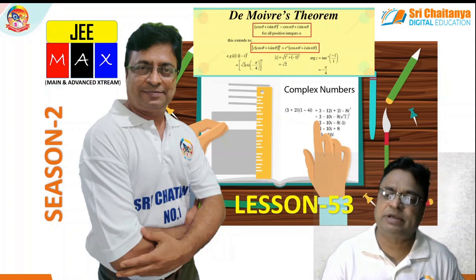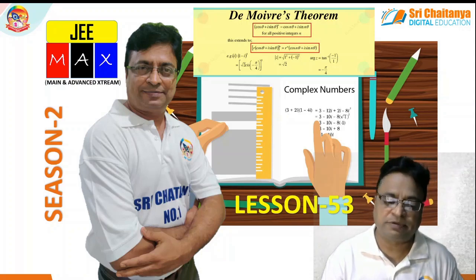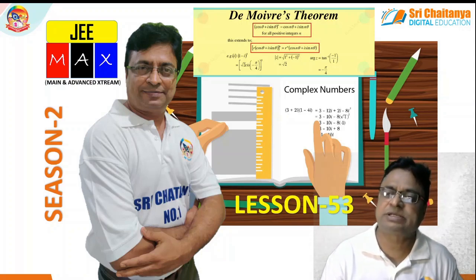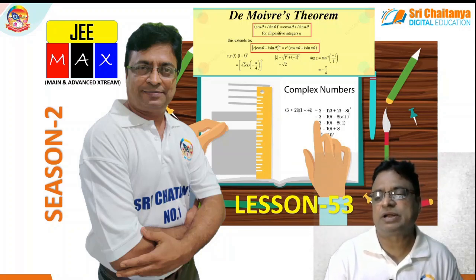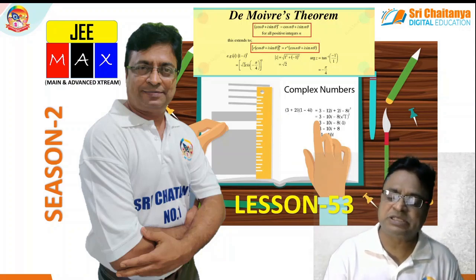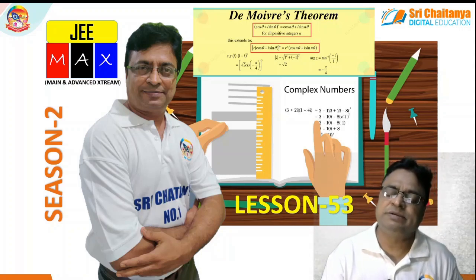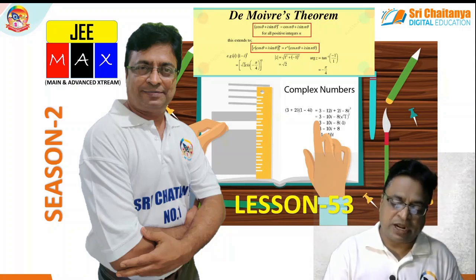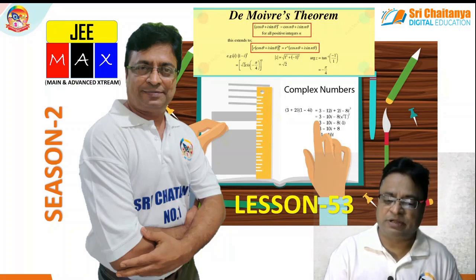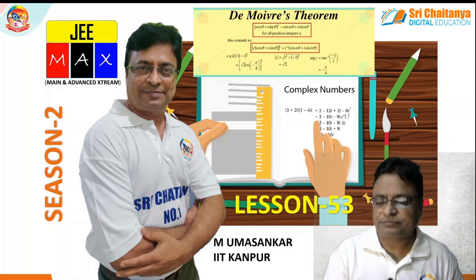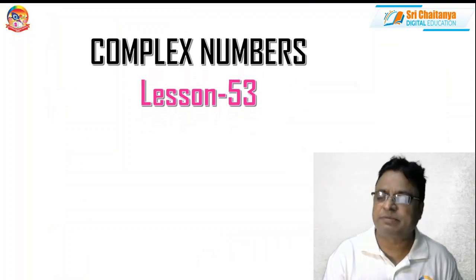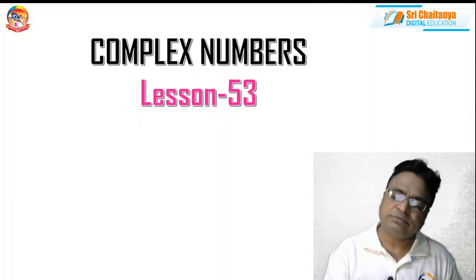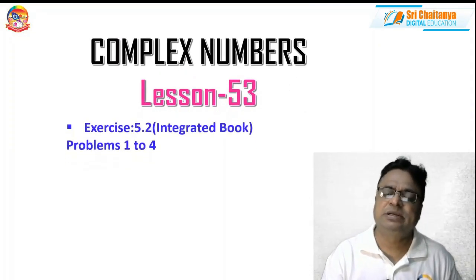Through this season, we are completely concentrating on a particular topic which is very important for JEE Mains and Advanced. After that, complex numbers is 1, and so far we have successfully completed 52 lessons of the complex numbers. This is the 53rd lesson, and here we are concentrating on the last part of complex numbers, which is De Moivre's theorem. Again, my friends, please don't forget to check the description. There I'm providing all the important information and the links of the previous lessons.